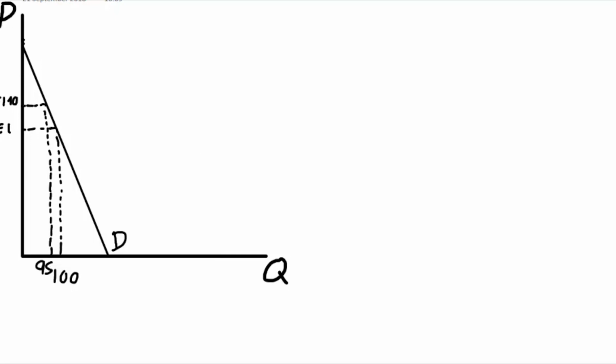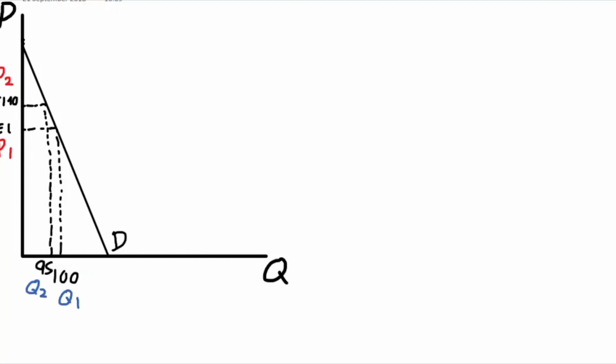Okay, we will label these then. We will say that the starting price is P1, €1. The €1.10 is P2, where it goes to. And we'll also say that the starting quantity is 100, Q1, and that goes to 95, Q2.